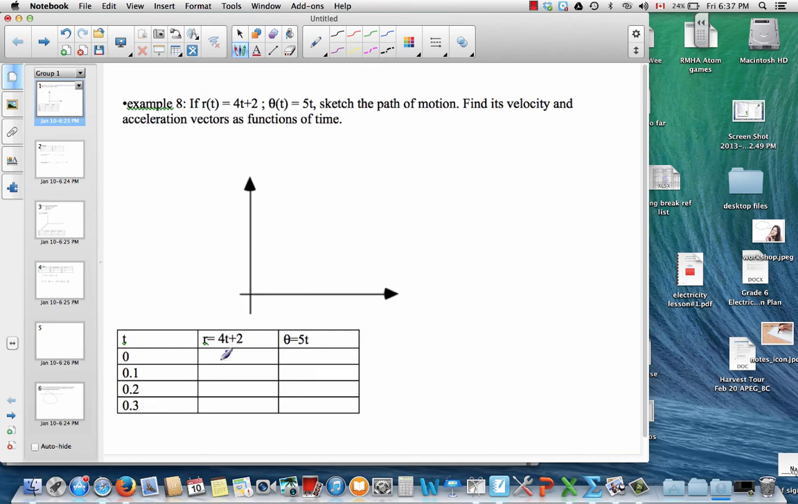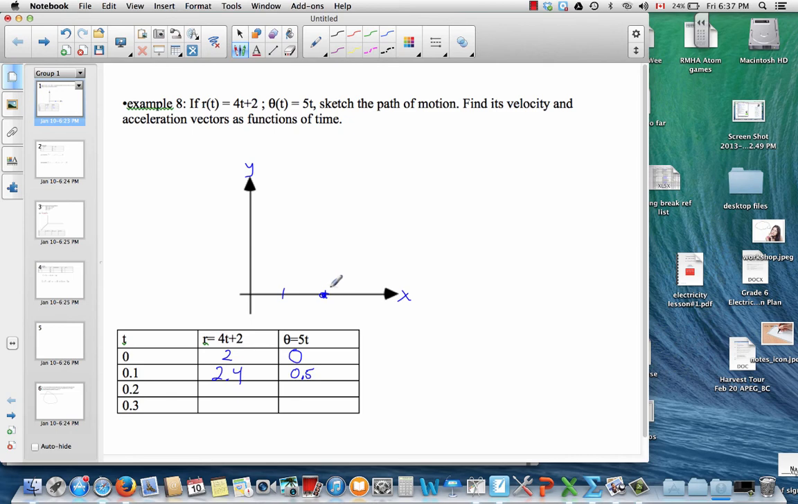At time 0, r is just 2, and the angle is 0. So if this is the x and the y axis, then this defines theta 0. We start off 2 units out here on the x-axis. At 0.1, r becomes 2.4, so the radius increases.